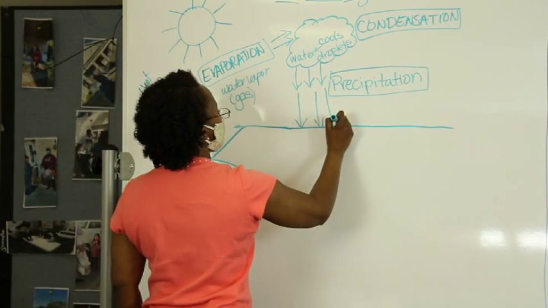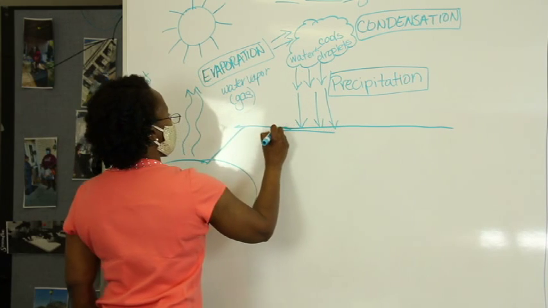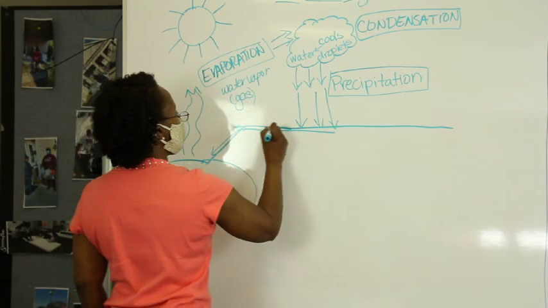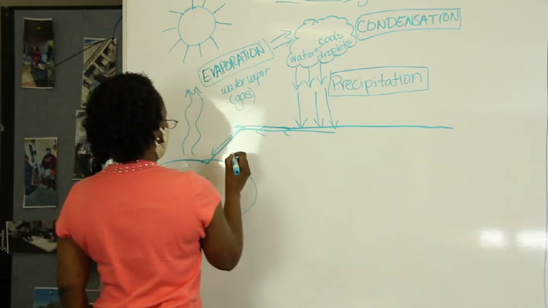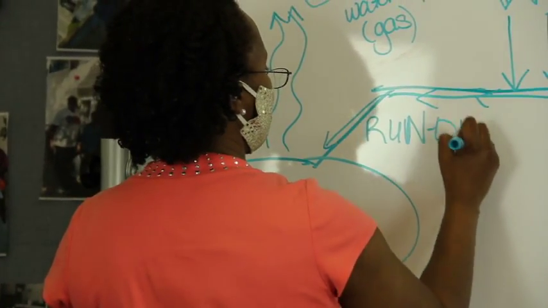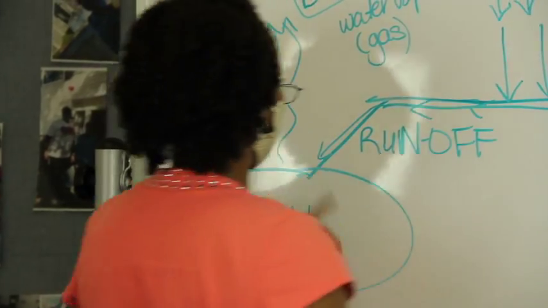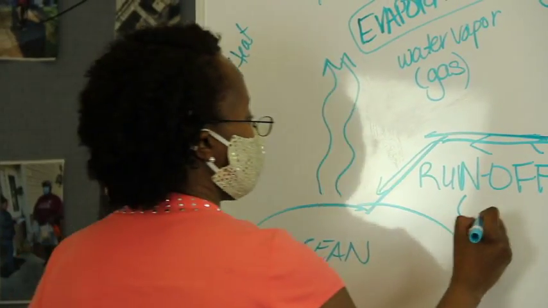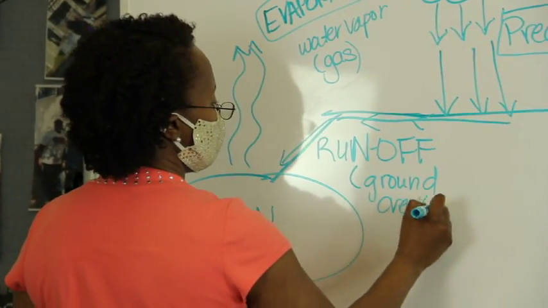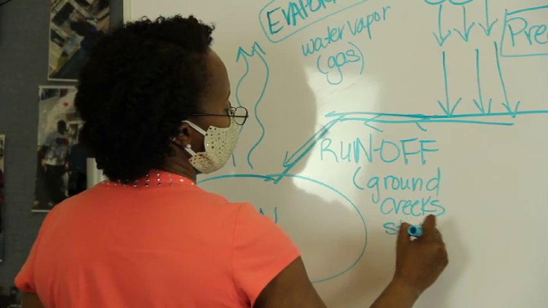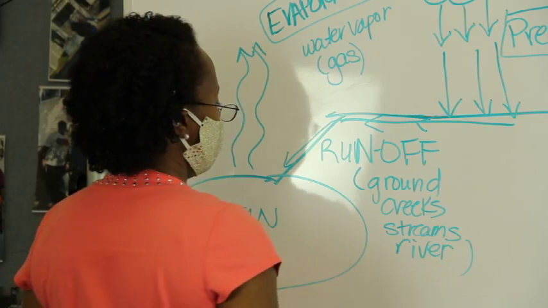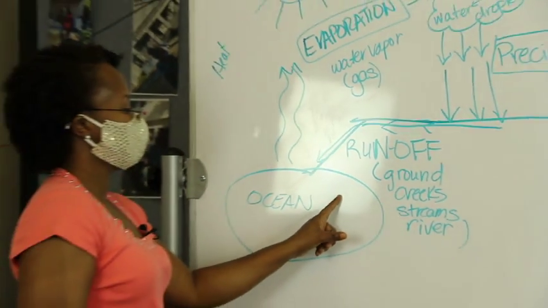And once it comes to the earth, it rolls down. It actually flows down this way and becomes runoff. That flows back to the ground. It can go to the ground. It can go to creeks. It can go to streams. It can go to rivers and flow back to the ocean.